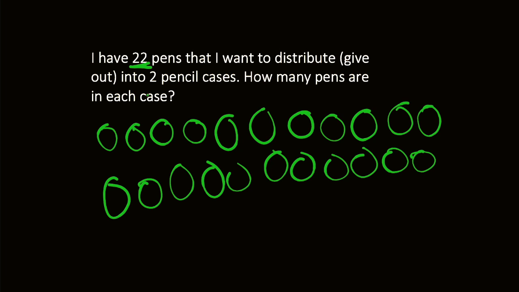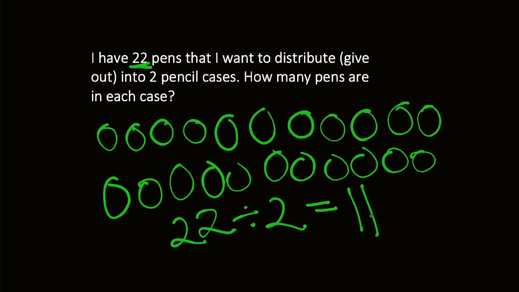So we just proved that there's 11 pens in each case, but we still need to write an equation. So we can do 22, because that's a number that's being distributed into 2 pencil cases. And as we proved up here with this diagram, that's equal to 11. So we know that there's 11 pens in each case.